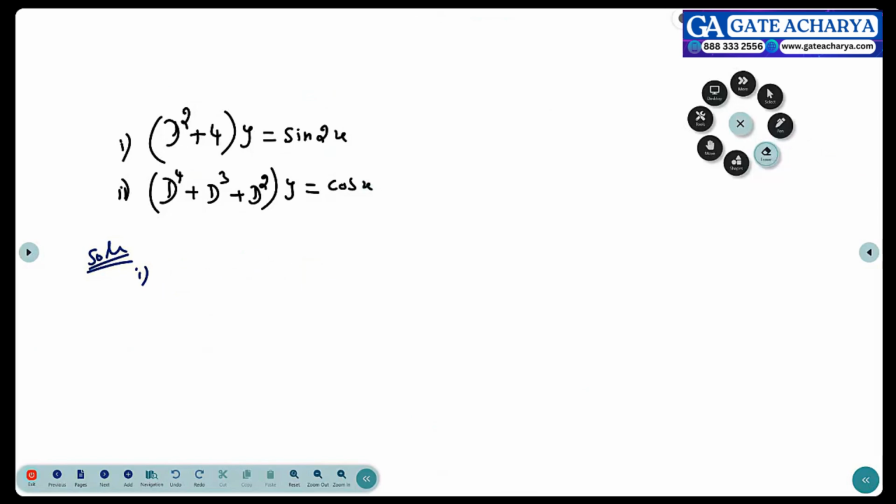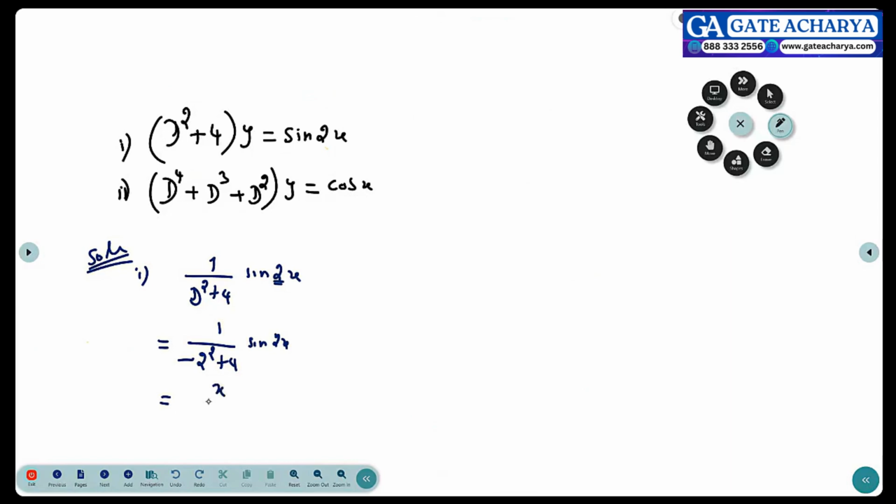Particular integral. So 1 by D square plus 4 into sine 2x. It is a higher order linear differential equation with constant coefficients of type 3, trigonometric form. So in this case, D square is replaced by minus m square. Here m is 2, therefore minus 2 square plus 4 into sine 2x. The denominator becomes 0. If it is 0, multiply the numerator by x and differentiate the denominator.